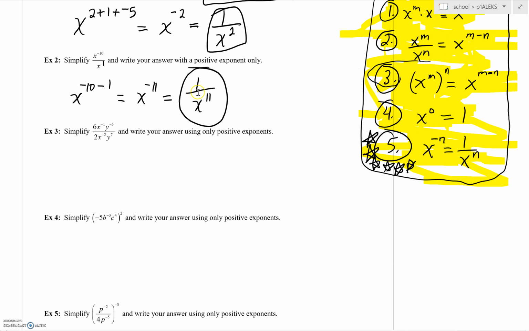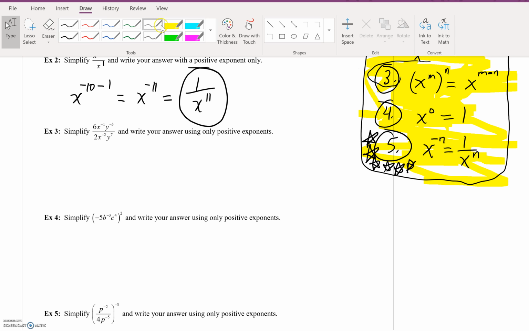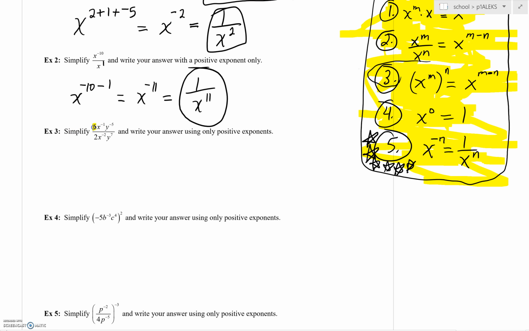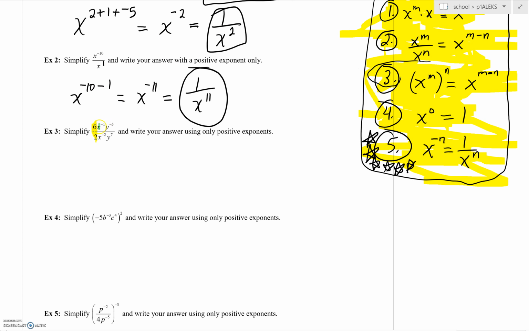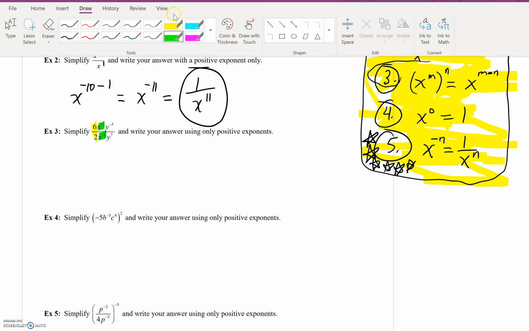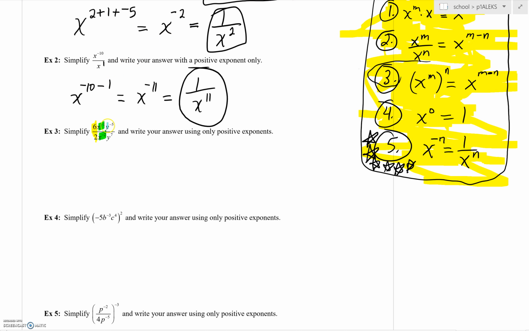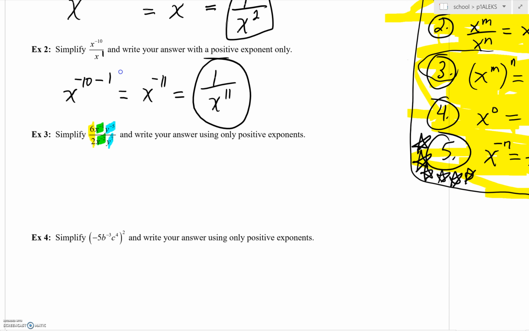Take a look at number 3. Number 3 is really a threefold kind of a problem. We've got our numbers here, 6 and 2. We're going to have to consider what's happening with those. We've got our x's. We're going to look at that in just a moment. Then we also have our y's. And I think it's very helpful and very important to look at the problem from that perspective.